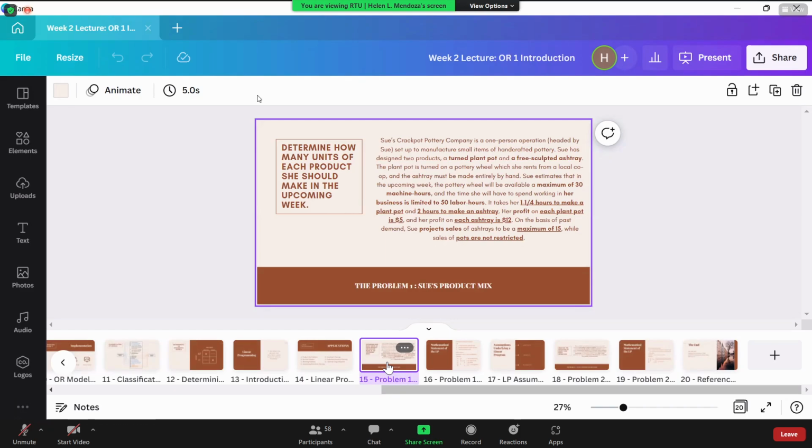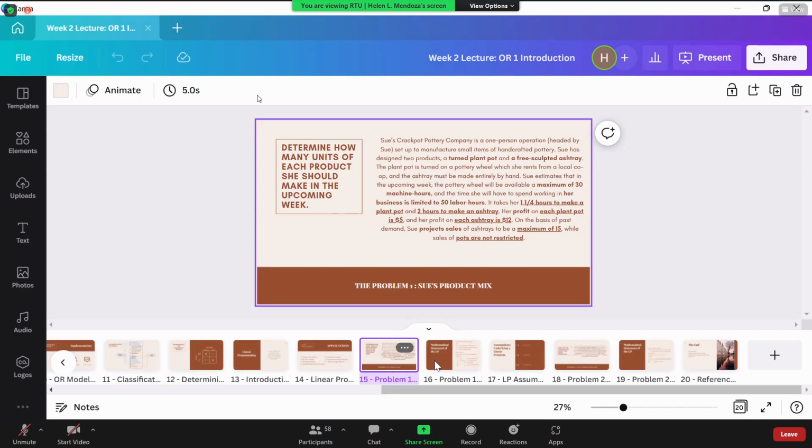Usually we call that the historical data. It also says here, sales of pots are not restricted. Why are sales of pots not restricted? Is there such a thing? All it means is that in the past weeks that she has operated the business, all the pots she made were sold. That is why it says sales of pots are not restricted. The restriction on pots is based only on other restrictions, but as to sales, it is not restricted. So the question here is to determine how many units of each product she should make in the upcoming week.